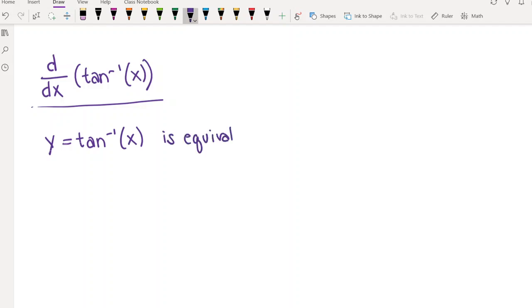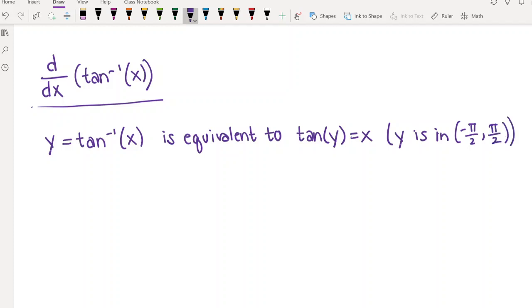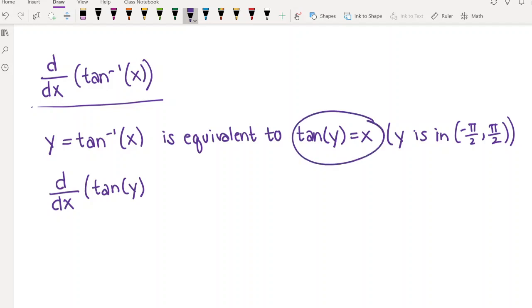So if we rewrite this, maybe to be consistent with how I wrote the last one, as tangent of y is equal to x. And then we have that extra information that says that y is in the interval from negative pi over 2 to pi over 2, not including the endpoints. That part doesn't really matter to this. Okay, so we're going to take the derivative using implicit differentiation for the second thing that we wrote down, so this part, tangent of y is equal to x.